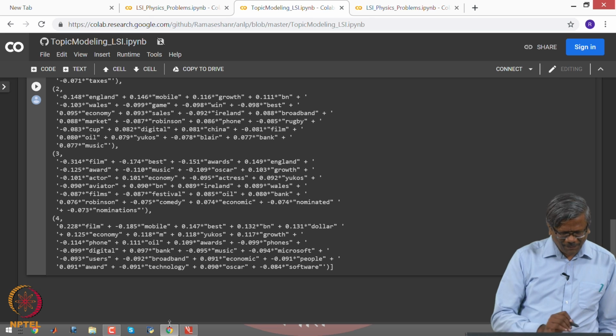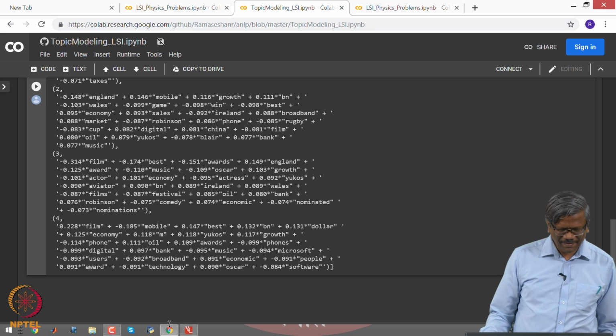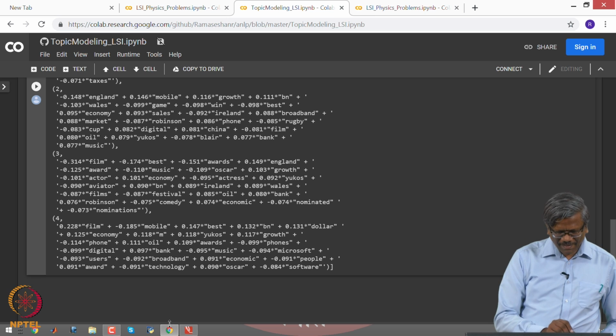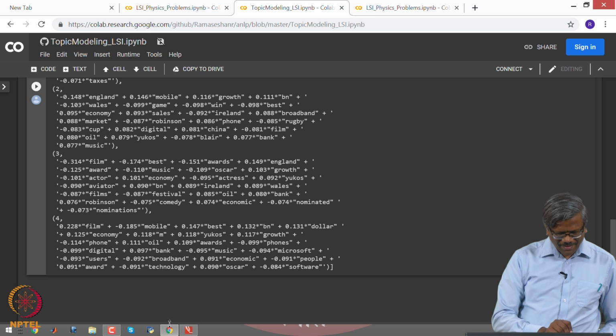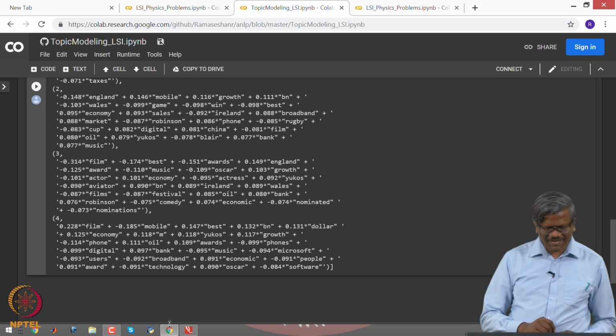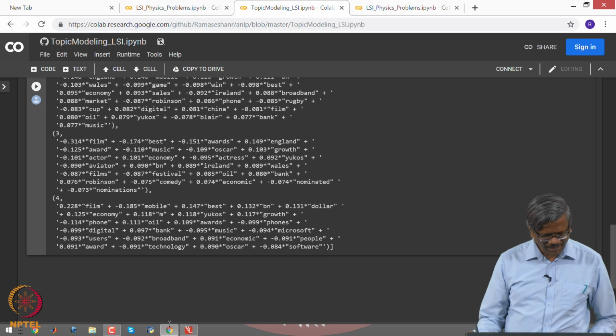And then let's look at the fourth one. So far we are not very successful in terms of finding out the right class. Let's look at the last one. Film, Best, Awards, England, Award, Music, Oscar, Growth, Actor, Economy, Actress, Aviator, Island, Wales, Films, Festival, Robinson, Nominated, Nominations, and so on. So we can see a lot of terms related to entertainment.